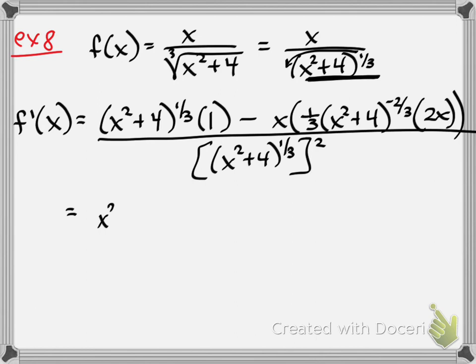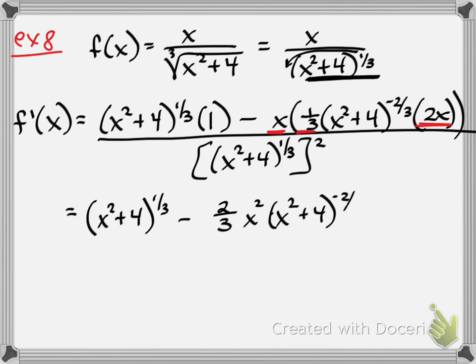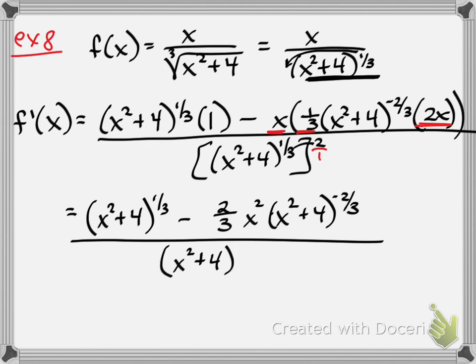So that's x squared plus 4 to the 1/3 minus, let's combine this and this and this. Those are all getting multiplied together. X times 2x is 2x squared, times 1/3 is 2/3 x squared, times x squared plus 4 to the minus 2/3, all over x squared plus 4. Power to power we multiply, and you make 2 a fraction, so it's 2/3. Okay, let's see, what could we do?